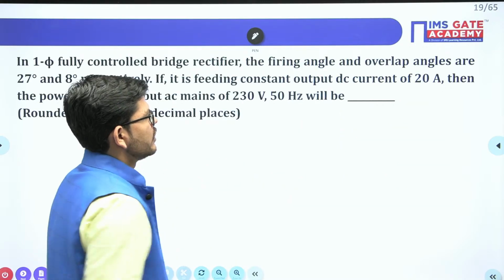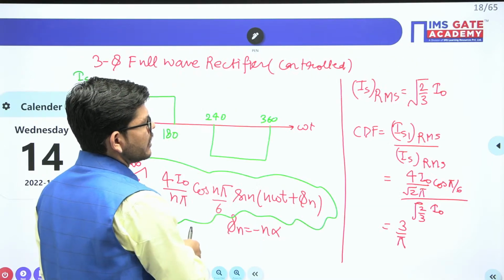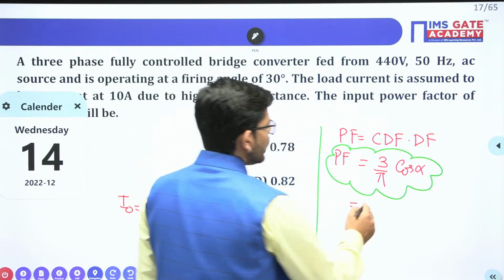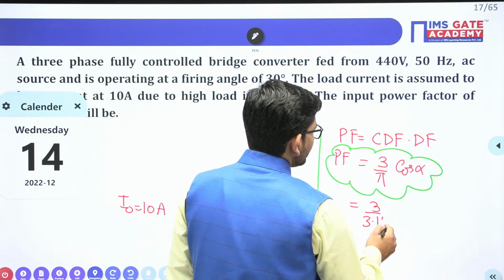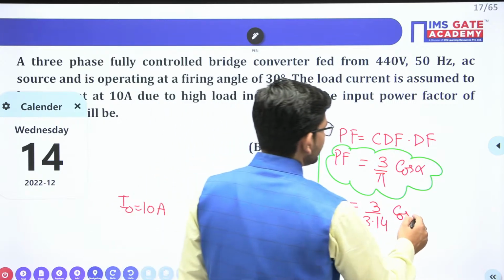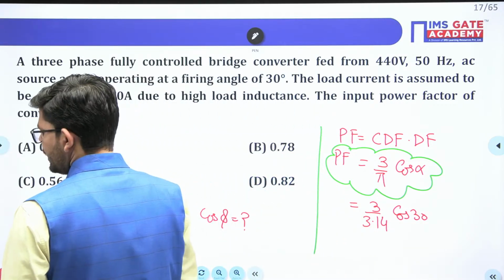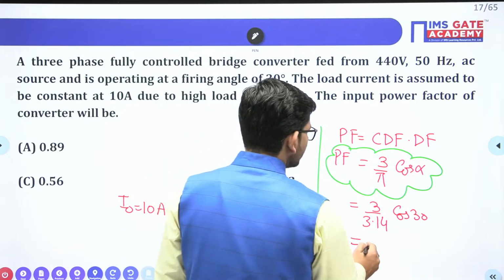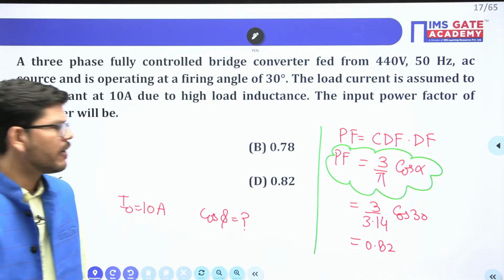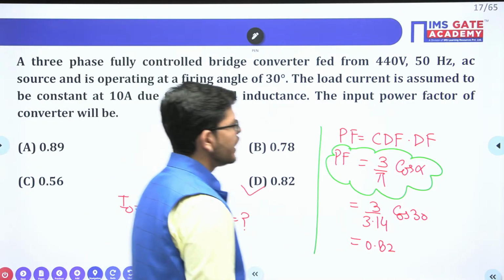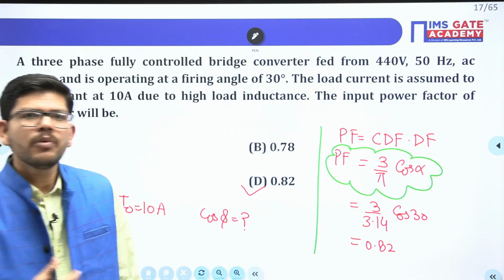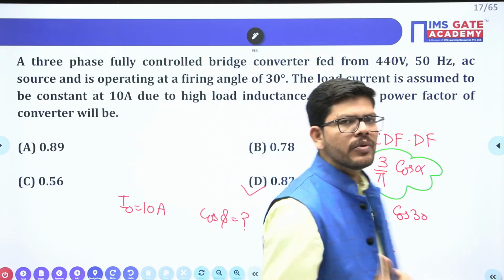Okay, so similarly we have derived the power factor formula for the 3-phase converter. Ultimately it will be 3.3 upon 3.14 cos alpha. Alpha is 30 degrees. So finally when you solve it, you will get the answer 0.82. So 0.82 is the power factor. Although we have a direct formula, you can see here how we can approach that formula.